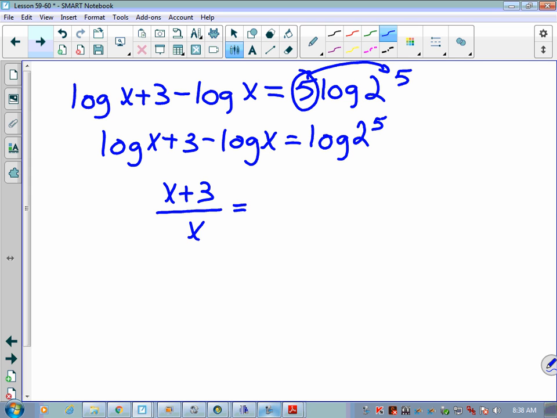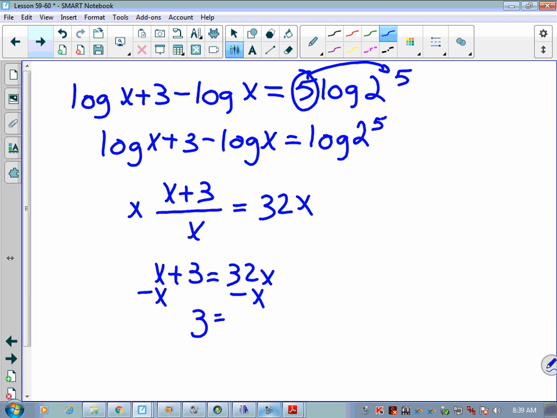But rather than write 2 to the 5th, let's figure out what 2 to the 5th is: 32. I'm going to multiply by x on both sides, so I get x plus 3 equals 32x. We can subtract an x, so we get 3 equals what? 31x. Divide by 31, and so x equals 3 over 31.